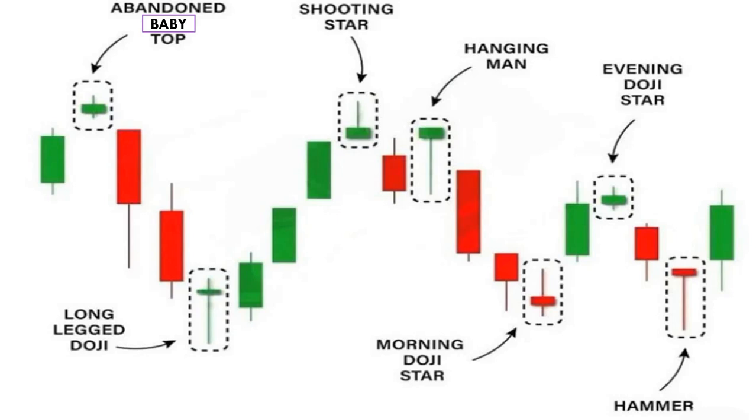Now second is long legged doji. A long legged doji is a bright fight between your buyers and sellers. Now you can see here the bearish market, sellers are there and buyers are there. And this is a fight between buyers and sellers.